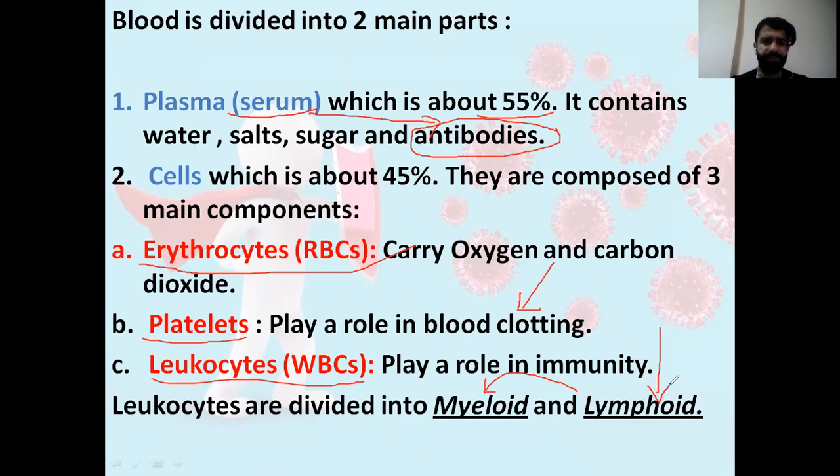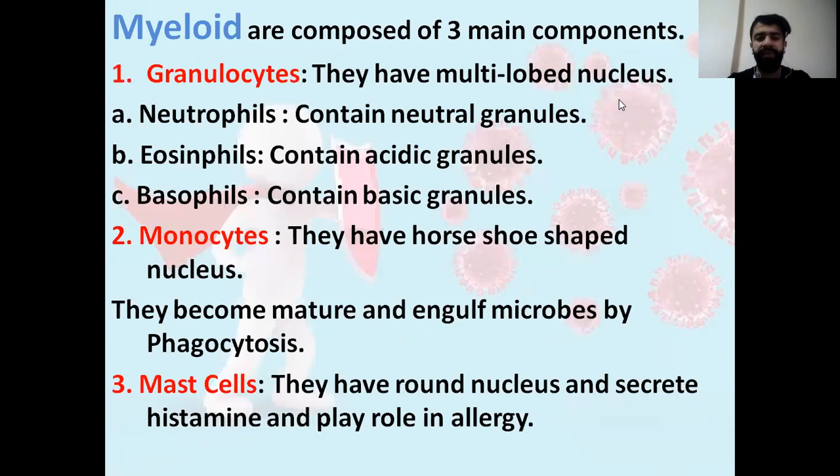So let's repeat this. We said that the blood is divided into two important parts, the plasma, the serum, and the cells. The plasma is about 55%, containing water, salts, sugars, and antibodies, while the cells compose 45% of the blood. They are composed of erythrocytes, the red blood cells, which have a role in carrying oxygen and carbon dioxide. The platelets have a role in blood clotting. And we have the leukocytes, the white blood cells, which have a role in immunity. Leukocytes are divided into two parts, myeloid and lymphoid.